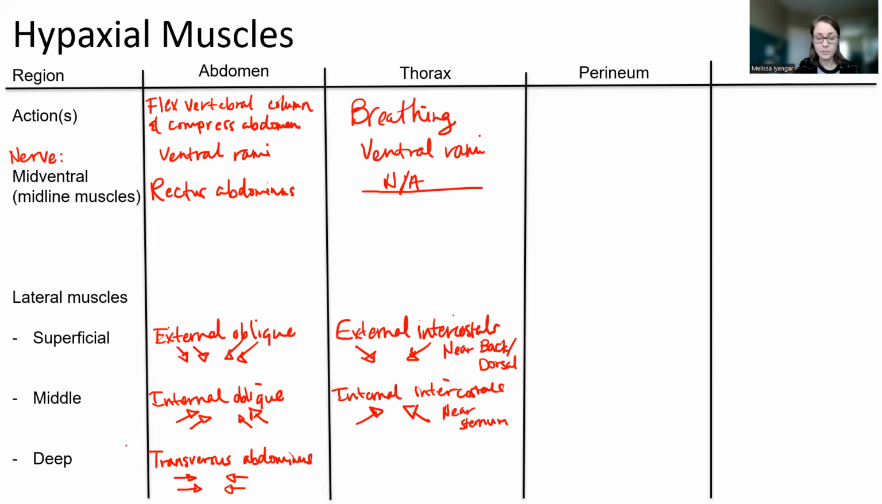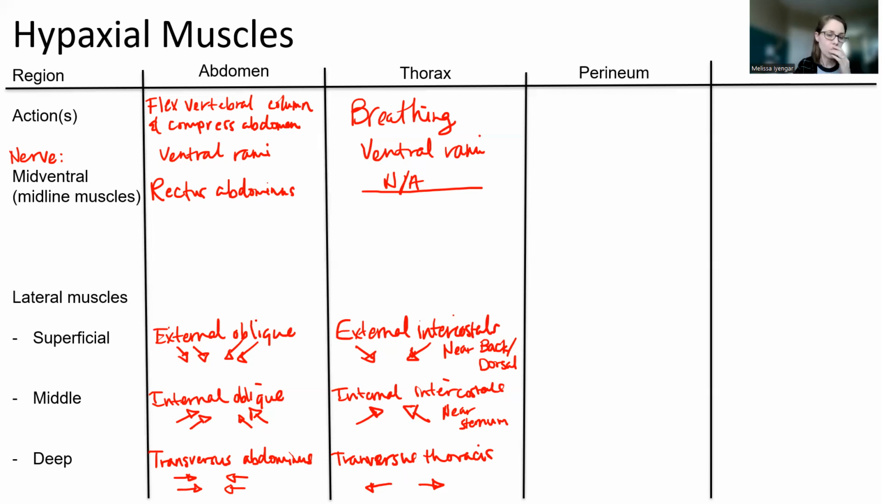All right. And then the last layer is the deepest layer. You guessed it, it's transversus thoracis. And again, these should run transverse. So here, the transversus thoracis attachments are the sternum and the ribs. This is not a full layer.